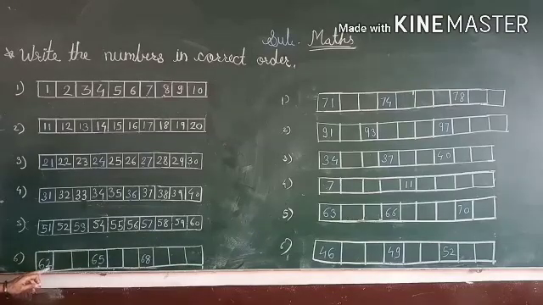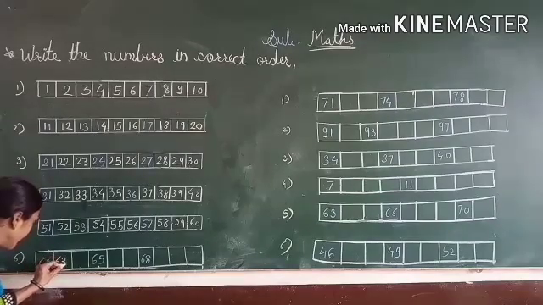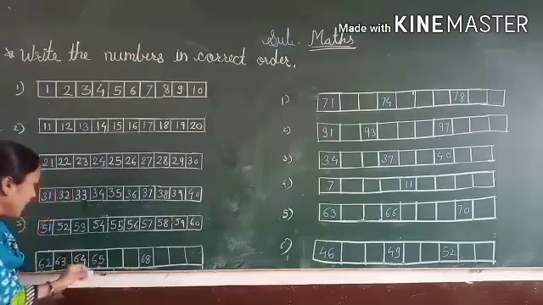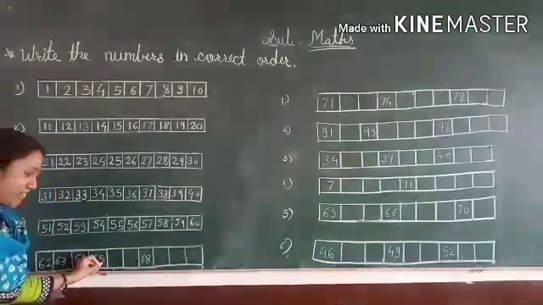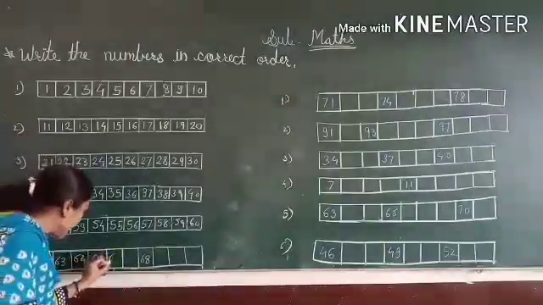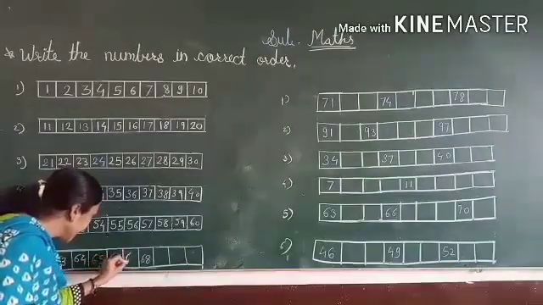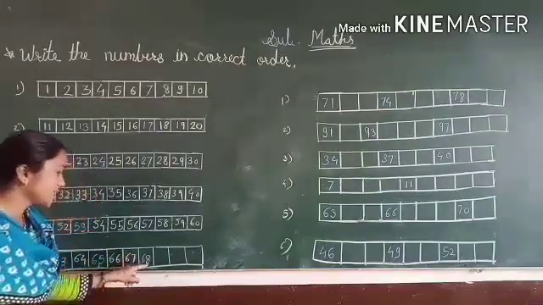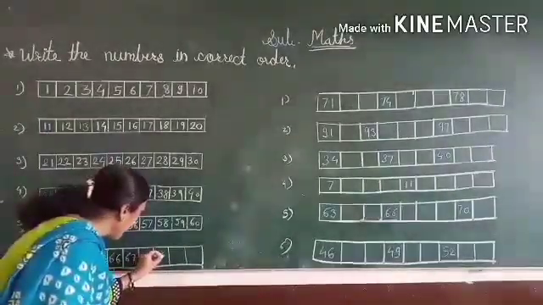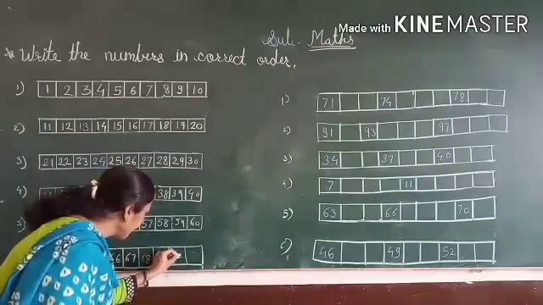Look here. What is the number? 62. And which number comes after 62? Yes, 63. Then 64. Then 65 is given. And after 65, yes, 66, 67, 68, and here 69, and 70.